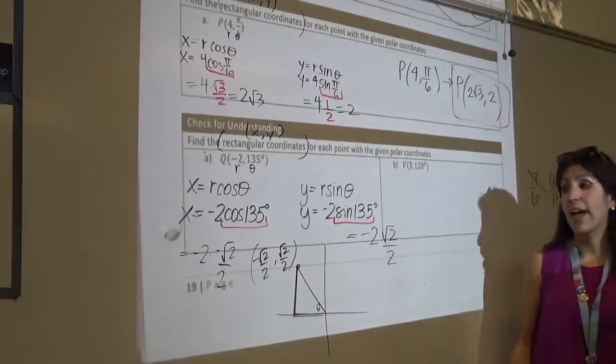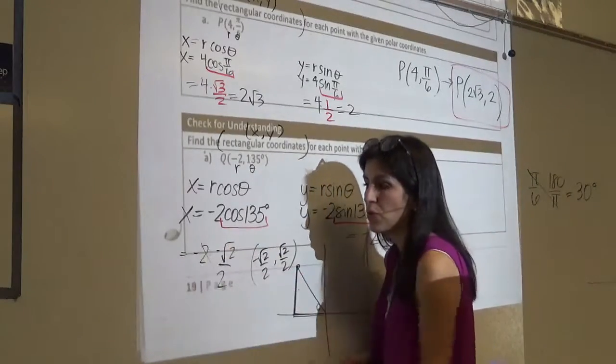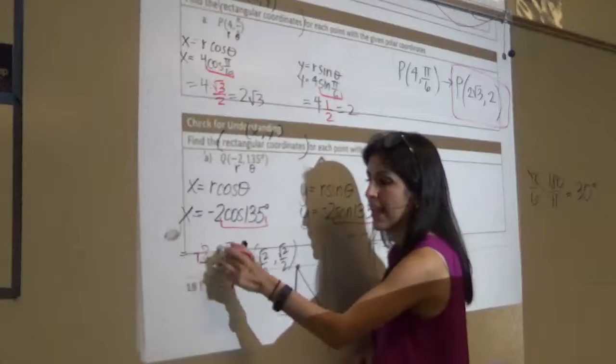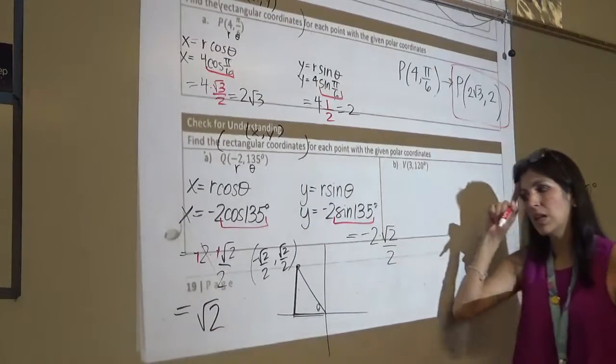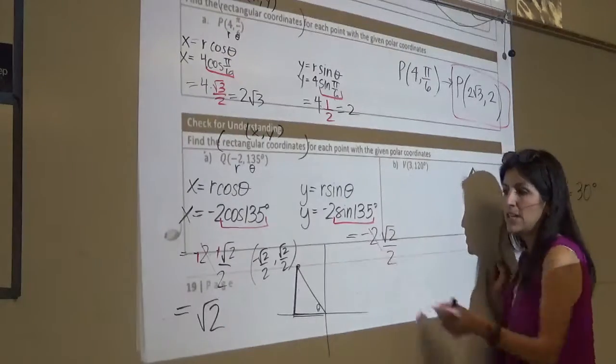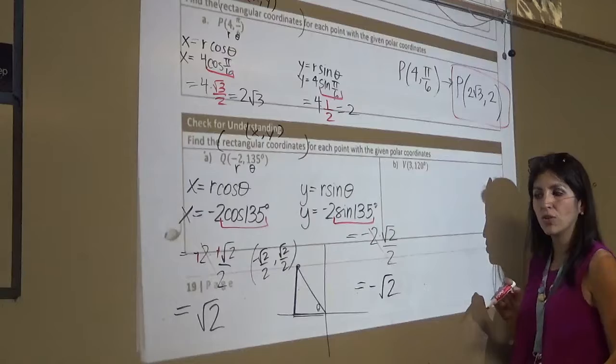Last piece is to simplify. And I see everybody else saying yes. Let's cancel some 2's right here, and let's cancel those negatives. Looks like my x coordinate is square root of 2. Here I can only cancel the 2's. The negative sticks around and I've got negative square root of 2.